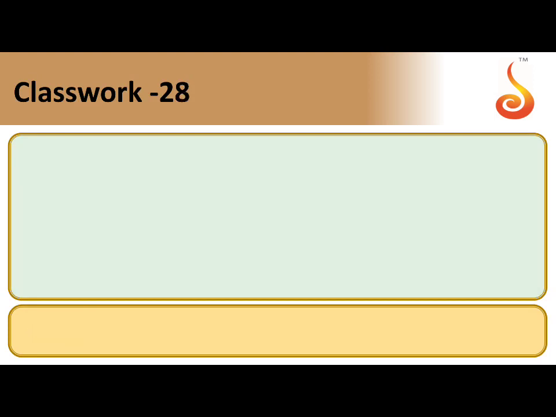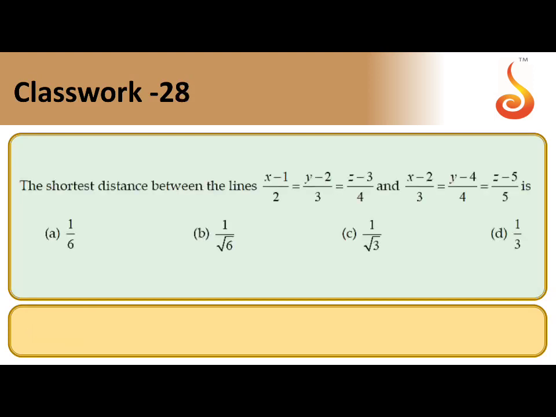The next question. The shortest distance between two lines. So what is the formula for finding SD between two skew lines? The formula for SD is modulus of (B1 cross B2) dot (A2 minus A1), the whole divided by modulus of B1 cross B2. This is a formula which you know from the college level.